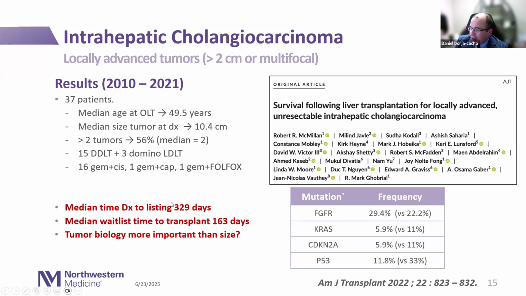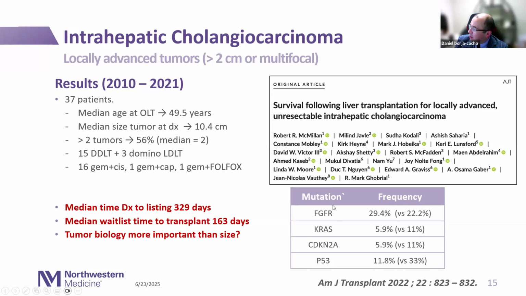For the first time, we are changing how we think about tumor size in the novel model, to see the tumor biology. That's why it's important to watch these patients. And the median time from when they were listed to transplant is more than 5 months. The tumor biology became more important than size.